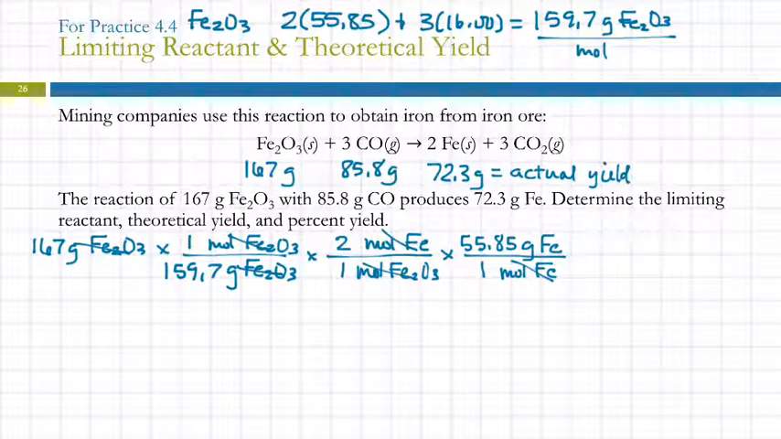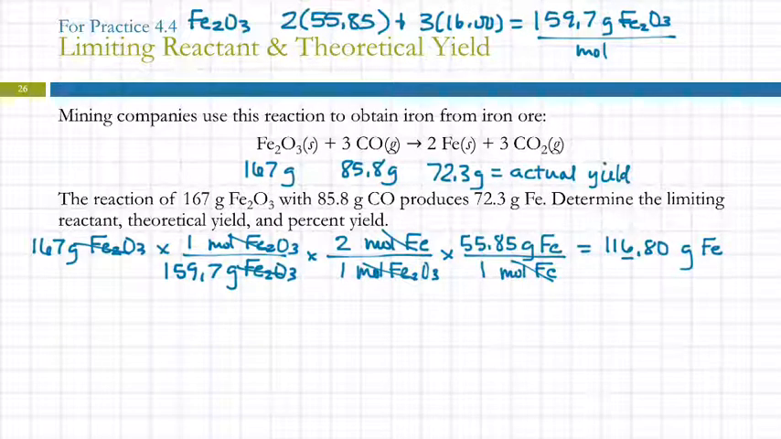So we do the math. And thinking ahead, we think, well, this has got 3 significant figures because of the 167. I'm just going to write down 2 extra digits and call that grams of iron. That may or may not be the theoretical yield. We have to do the other calculation with the other reactant to find out.